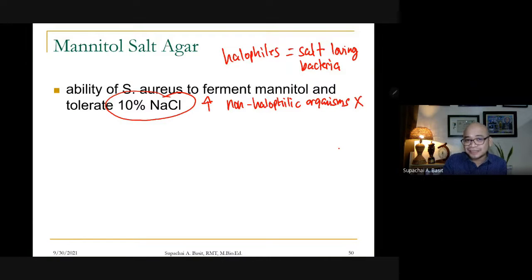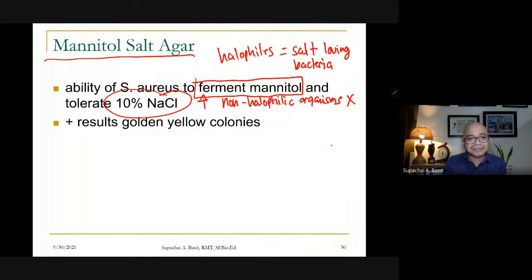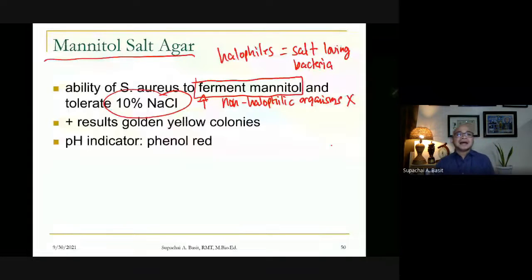Staphylococcus aureus, therefore, is an example of a halophilic organism. Because even if you have added 10% sodium chloride, it is still able to grow in mannitol salt agar. And another characteristic of Staphylococcus aureus is that it can ferment the sugar mannitol. Hence, MSA, mannitol salt agar. So, a positive result for Staphylococcus aureus is the presence of golden yellow colonies, and we have phenol red as our pH indicator.